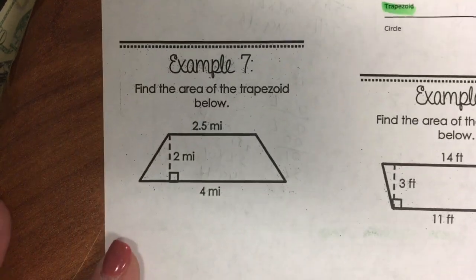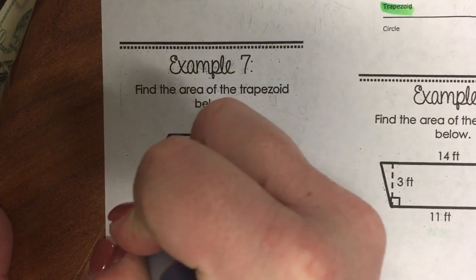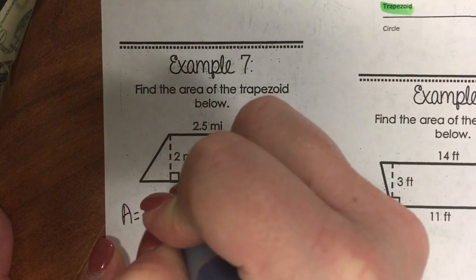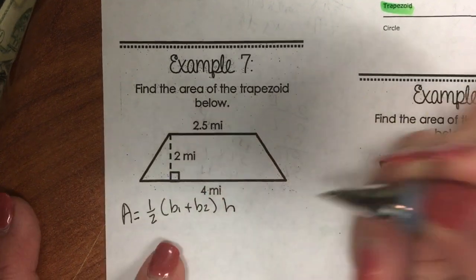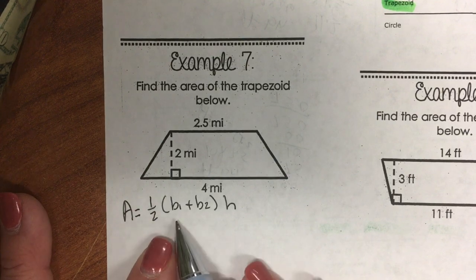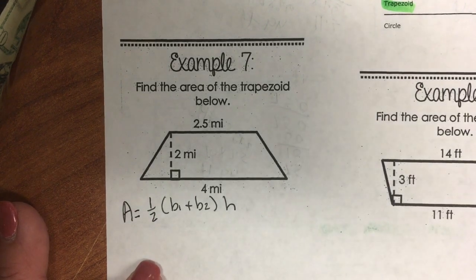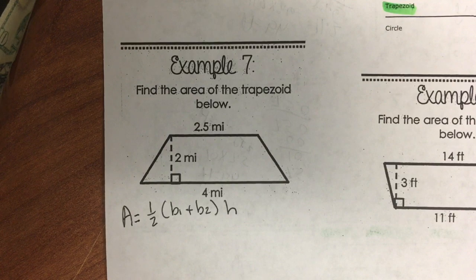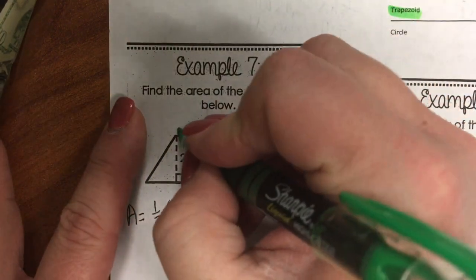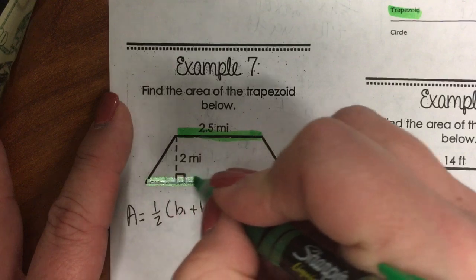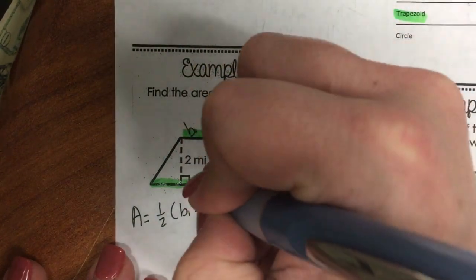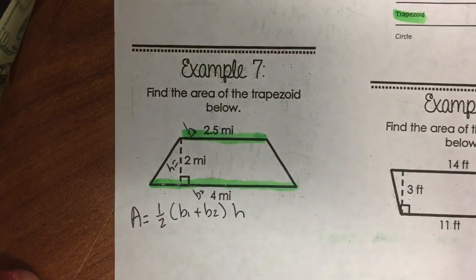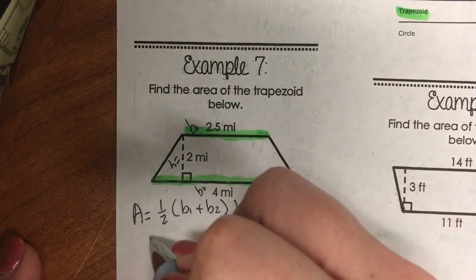So here's my trapezoid, and here is my formula. Area is equal to 1/2 base 1 plus base 2 times the height. These are base 1 and base 2. The bases connect to my height. So this is a base and this is a base. So this is base 1, this is base 2, and this is my height. Put everything in your formula.